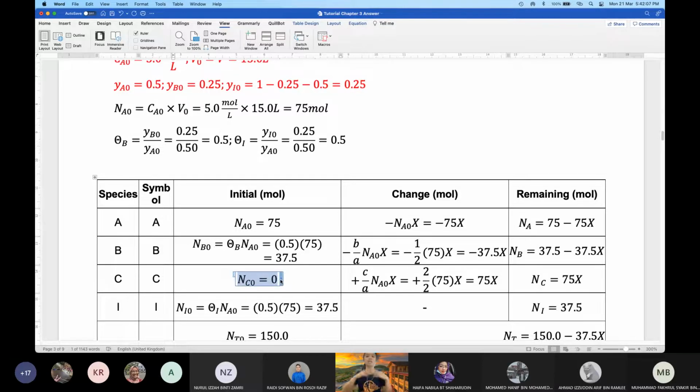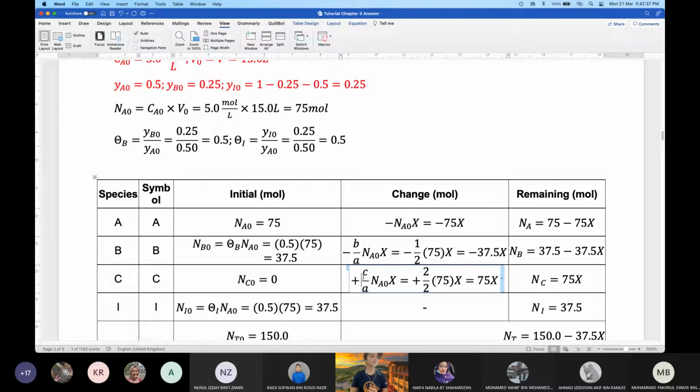As I told you, C product initially belum terbentuk, it's not yet formed, so it won't have any moles. So NC0 is 0. Then change for C. In this case C is a product, so C will be added to the reactor because C will be produced, right? So bilangan mol C akan bertambah sebab C akan dihasilkan. So it becomes plus C per A and A0X.